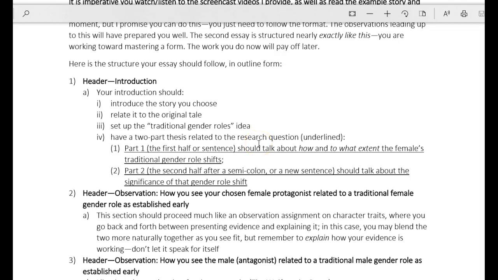So the first thing that you'll be doing is introducing the story and writing a thesis statement. I'll talk more about that in a second. Then you'll explain how both the male and the female relate to traditional gender roles. And spoiler alert, in both of these stories, they don't fit exactly the way that you're used to. So you'll have to explain that. You'll have to explain how these characters relate to the original fairy tales, the original gender roles, and immediately talk about how they present themselves as different.